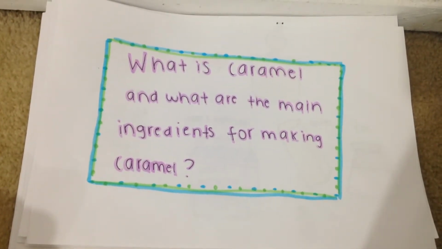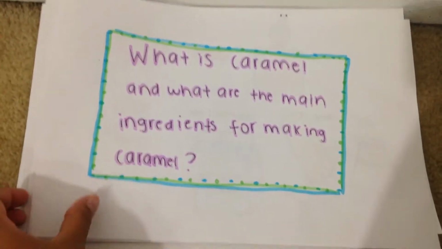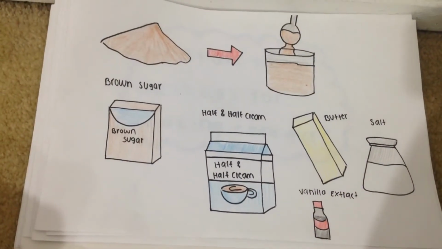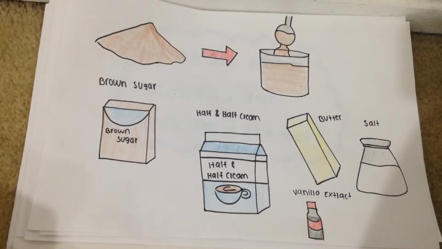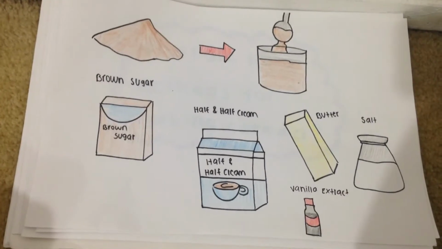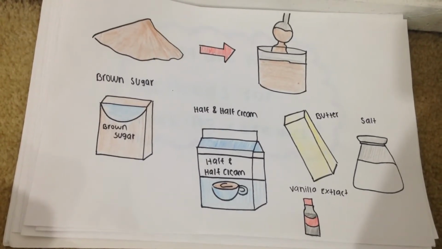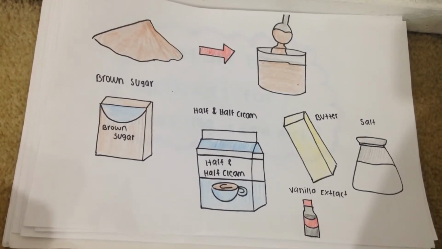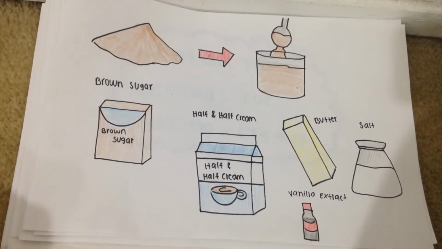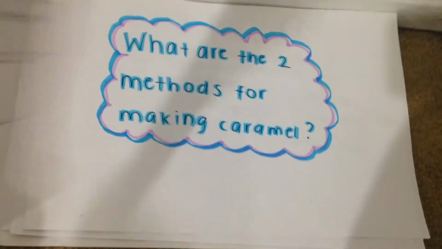What is caramel and what are the main ingredients for making caramel? Caramel is sugar that has been cooked until it browns. The main ingredients for making caramel are brown sugar, half and half cream, butter, salt, and vanilla extract.